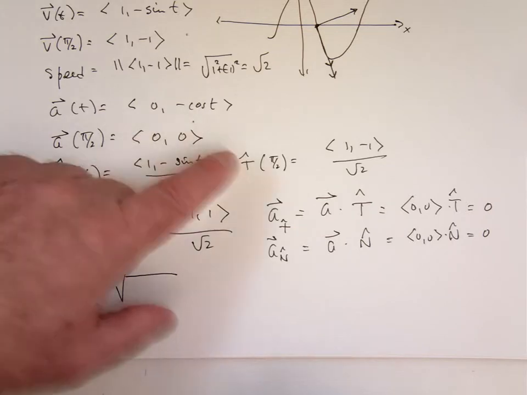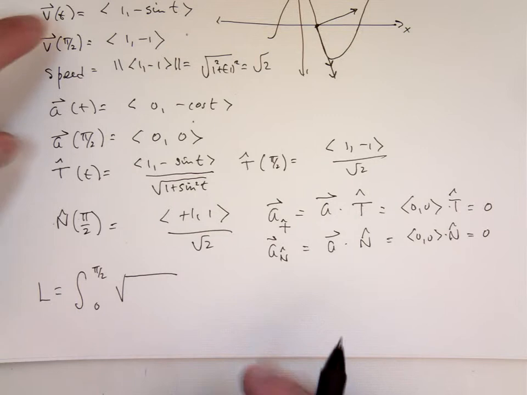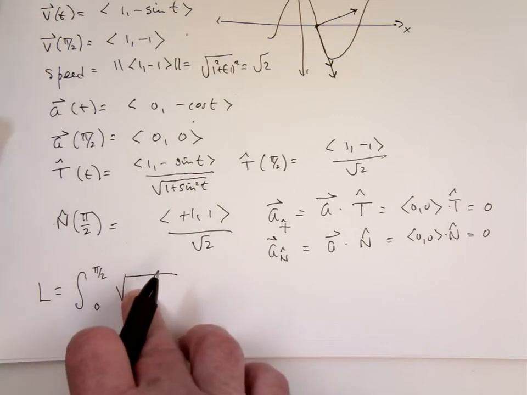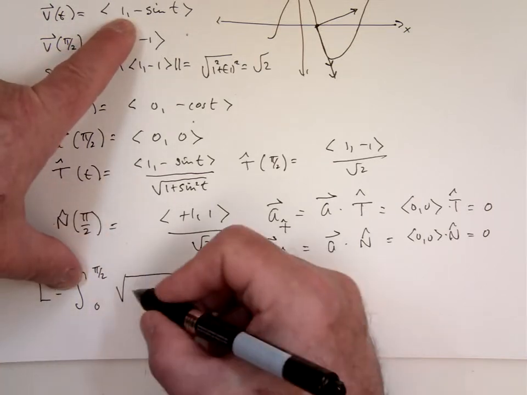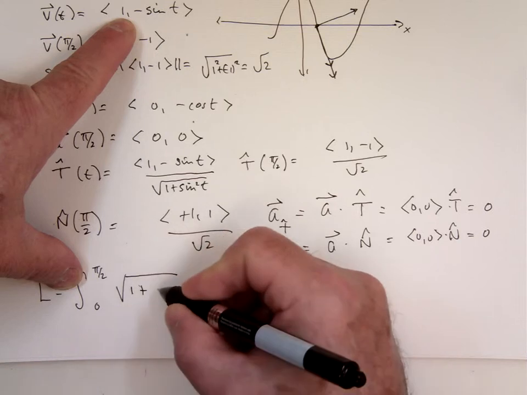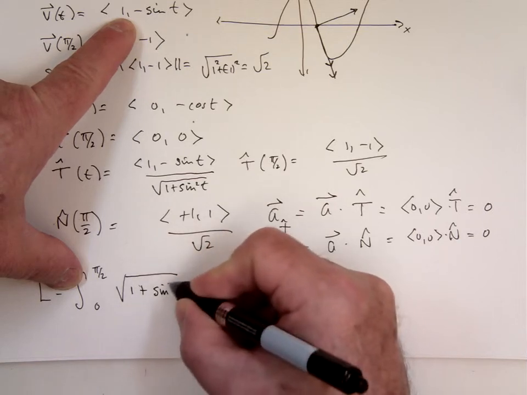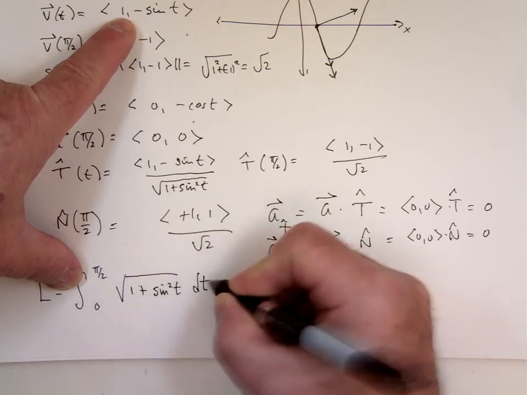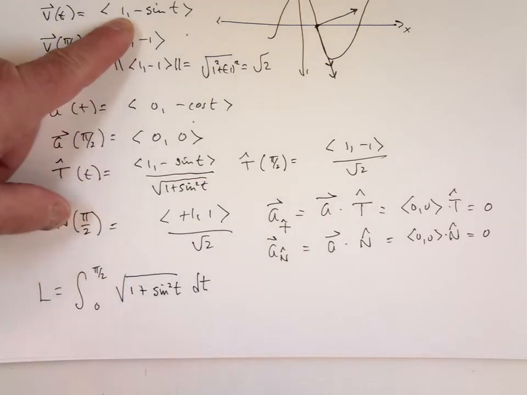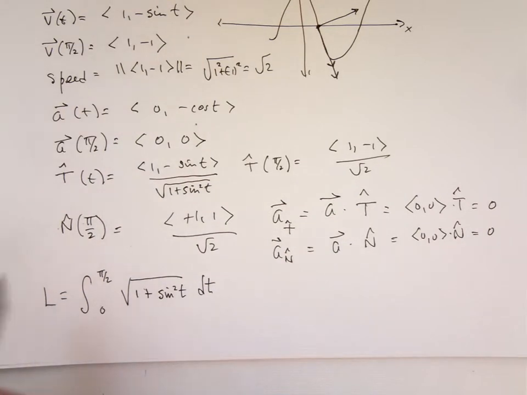And we got the speed here. Okay, it's the magnitude of the velocity. So it's the square root of 1 plus sine squared dt. That's how you do arc length, okay? All right. Everybody else sit on that?